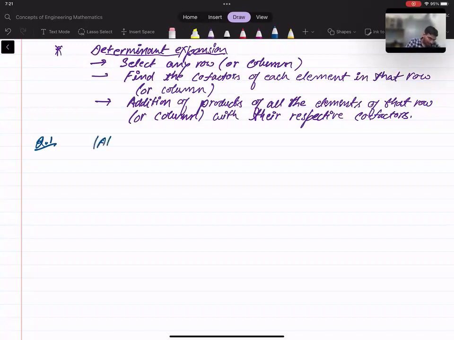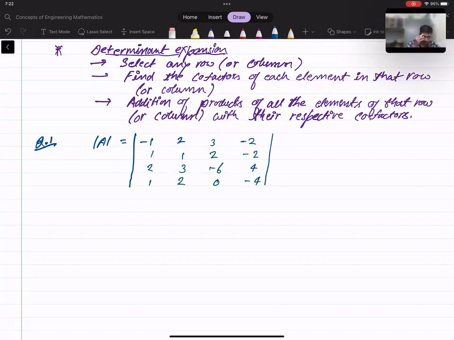So we have to find, say, determinant A is given as -1, 1, 2, 1. Okay. Then 2, 1, 3, 2, and then 3, 2, -6, 0. Then we have, say, -2, -2, 4, and then -4. Okay. So let us find the value of this determinant, or let us expand this determinant.